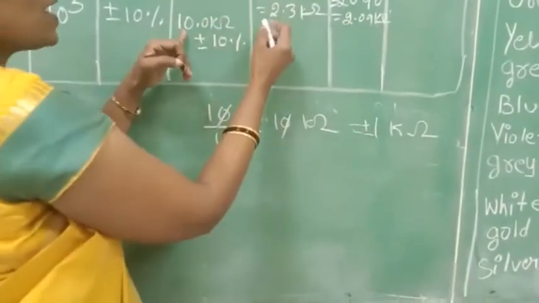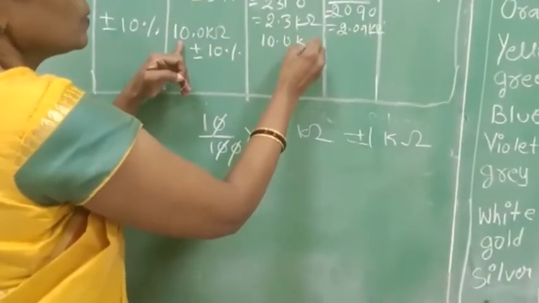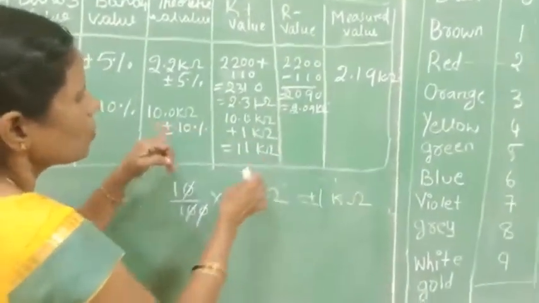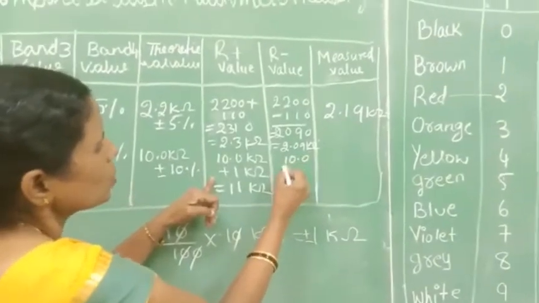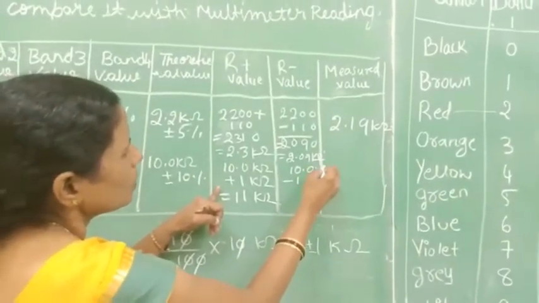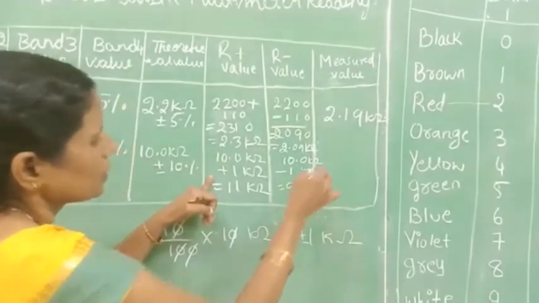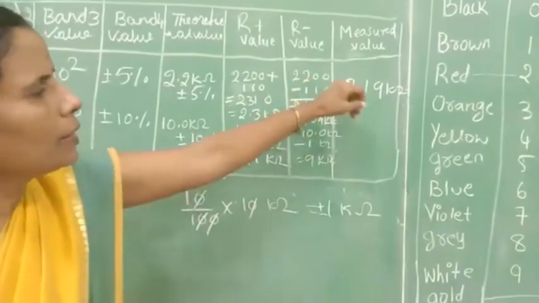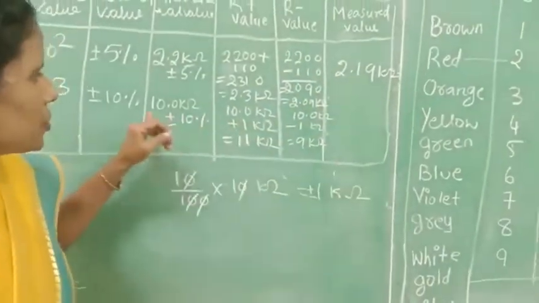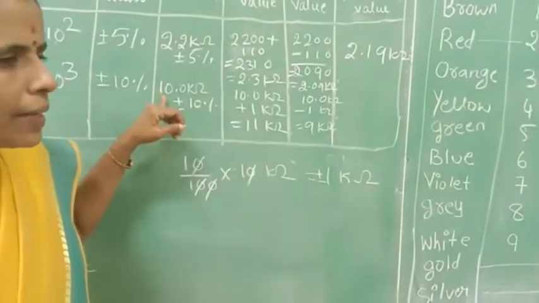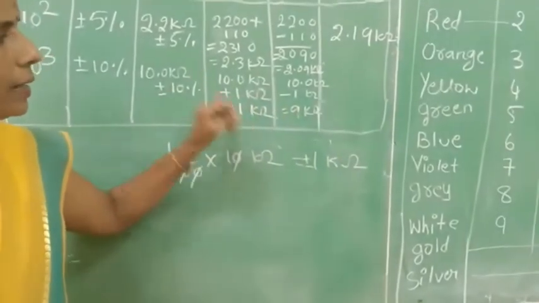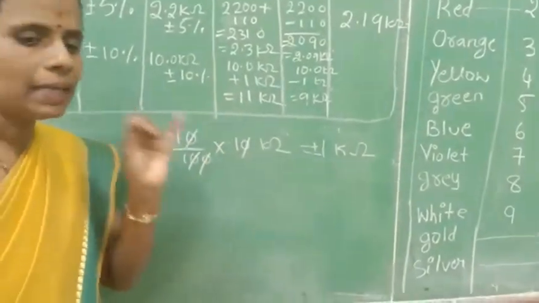So what is R plus value? 10 kilo ohm plus 1 kilo ohm is equal to 11 kilo ohm. What is minus value? 10.0 minus 1 kilo ohm. So the answer is 9 kilo ohm. So I should get the value between 9 kilo ohm and 11 kilo ohm in the multimeter. The true value I should get is 10 kilo ohm. Exactly I may get 10 kilo ohm, or I may get between the two values 9 kilo ohm and 11 kilo ohm. Let us check with this multimeter.